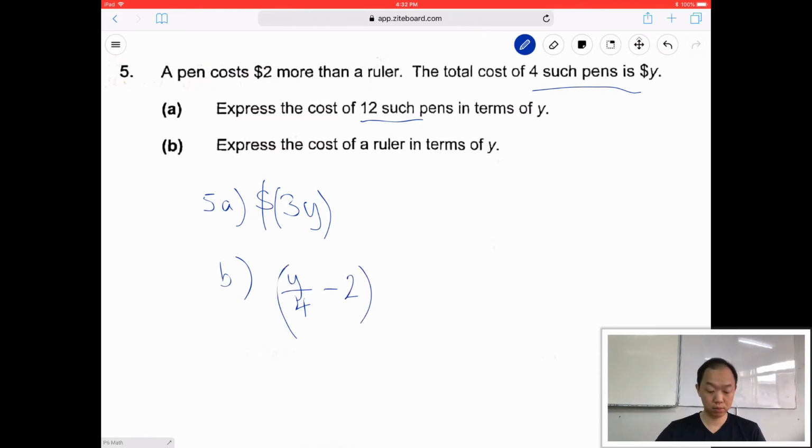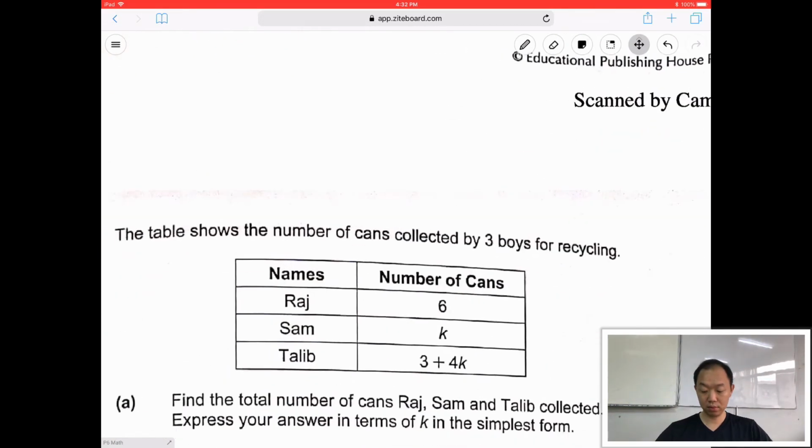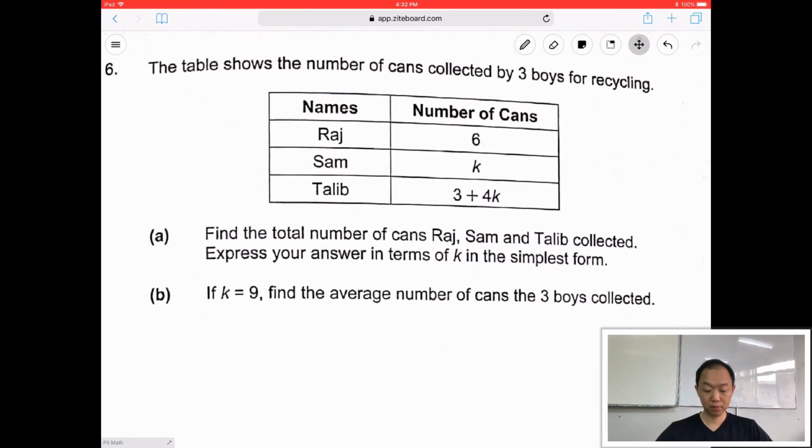That's it. Okay? That's the cost of a ruler, because for a pen, when I take Y divided by 4, I find the cost of 1 pen. Then I minus 2, because the ruler is cheaper. Next.